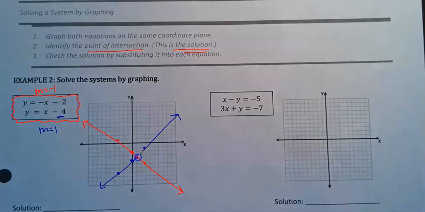What is my point of intersection right there? 1, -3. And that point of intersection is my solution. That's my solution.